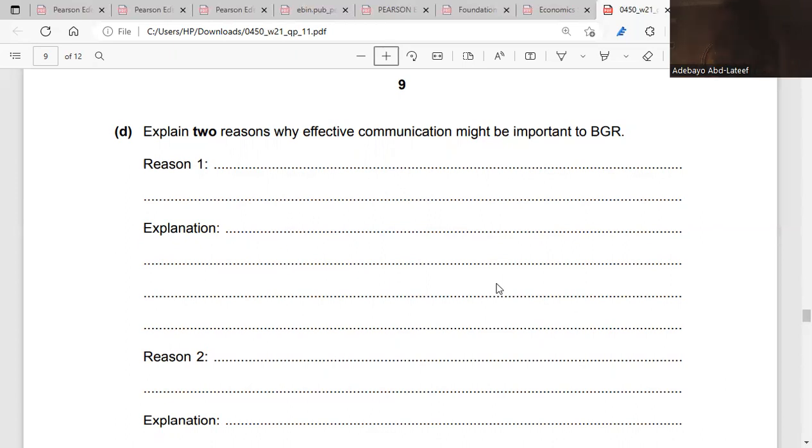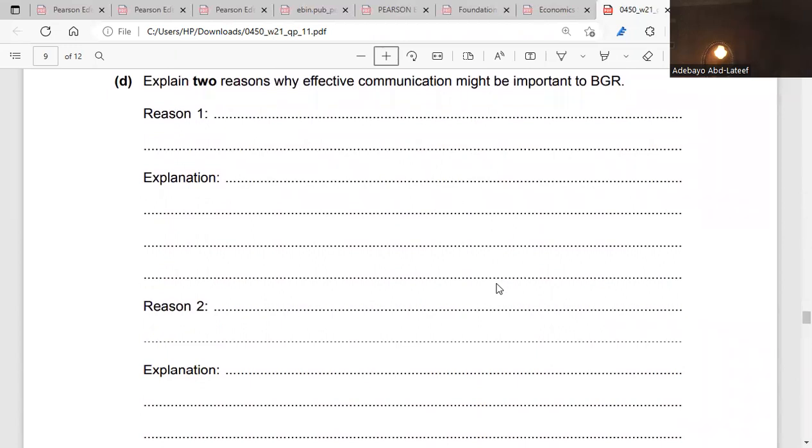That is effective communication. And if there's effective communication in BGR, it means there won't be information gap. Employees will be able to get information as at when due, and they will be able to carry on their functions. Second one is increase the efficiency of workers. If there's effective communication, workers are able to get information they need every now and then, so they can get the job done as and when due.